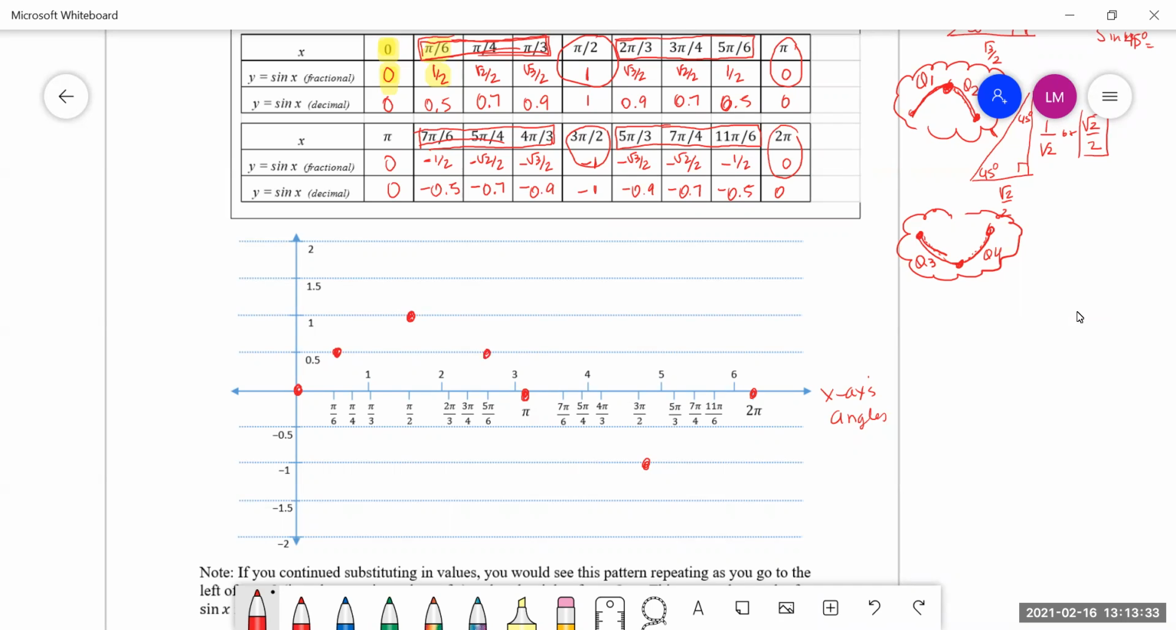And then I was a negative a half at 7π/6. So 7π/6, negative a half. And I was also at negative a half at 11π/6 right here. And if I put the 0.7s and the 0.9s somewhere here and so forth.